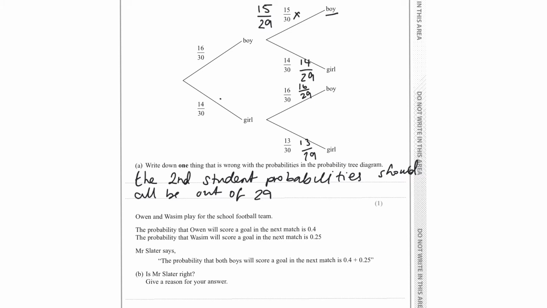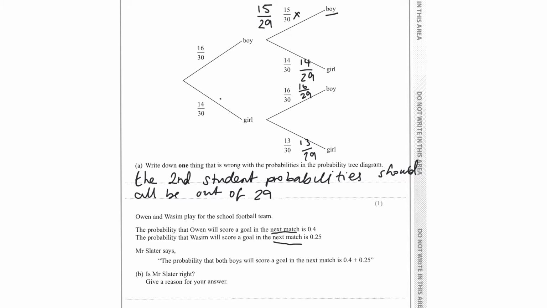But remember, there's a difference between independent probability and mutually exclusive. So in regards to this, Owen and Wazim, they can score at the same match because it's the probability of them both scoring at the next match. So they can both score at that next match, so the two probabilities can happen at the same time.